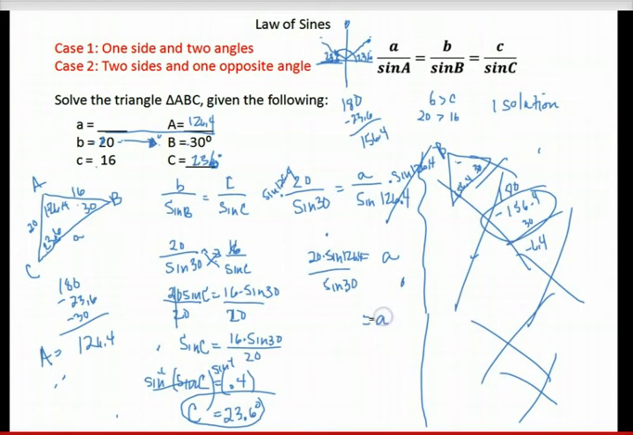They get a little messy. I'm sorry, this page gets pretty full with all these steps. But we get a is about 32.2. So we've solved the triangle. It only had one solution, and we have all of those parts we need.